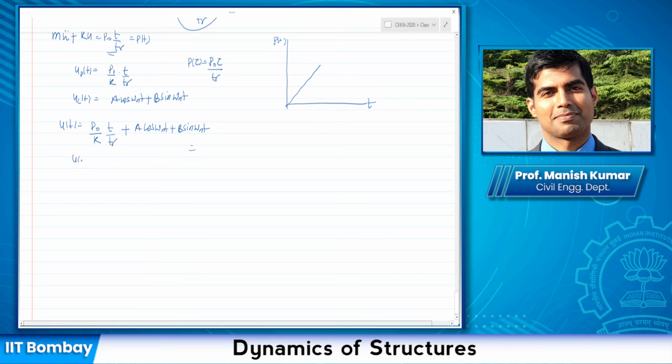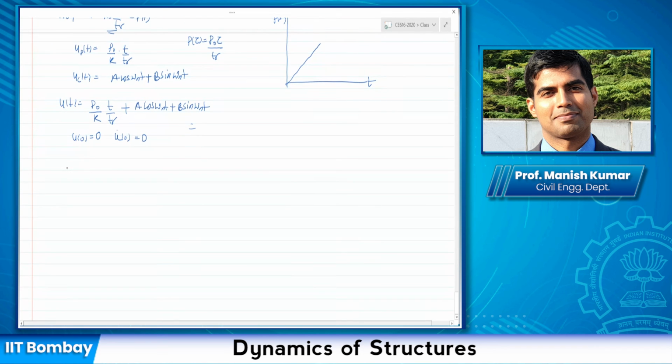In this case, I'm again going to utilize u0 equal to 0 and u dot 0 equal to 0 to get the solution as p naught by k times t divided by tr minus sine omega n t divided by omega n tr. This is the expression that I get.